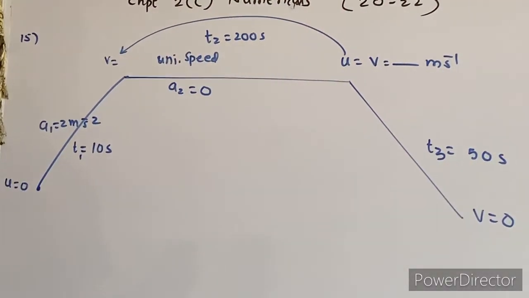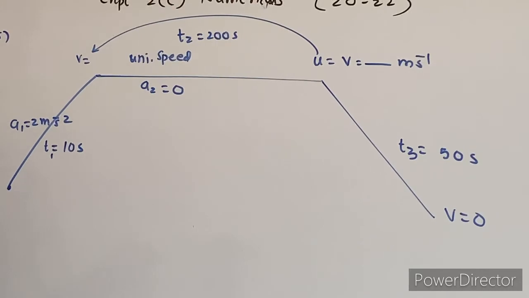Now what they want here: find the maximum velocity reached, acceleration produced, then in the last 15 seconds there is retardation, and total distance covered and average velocity of the car. So check the first part. The first part asks to find the maximum velocity reached.